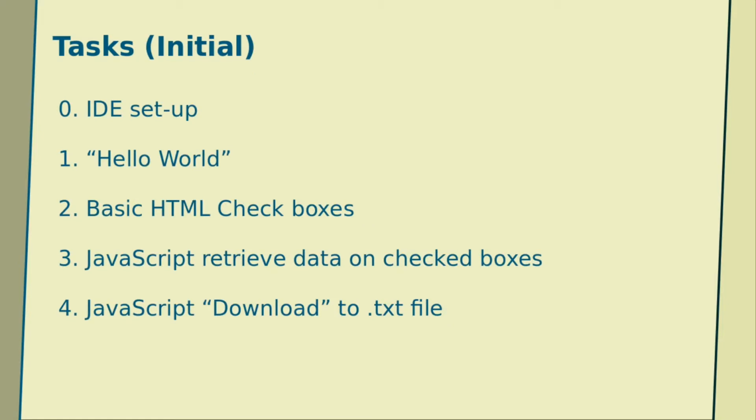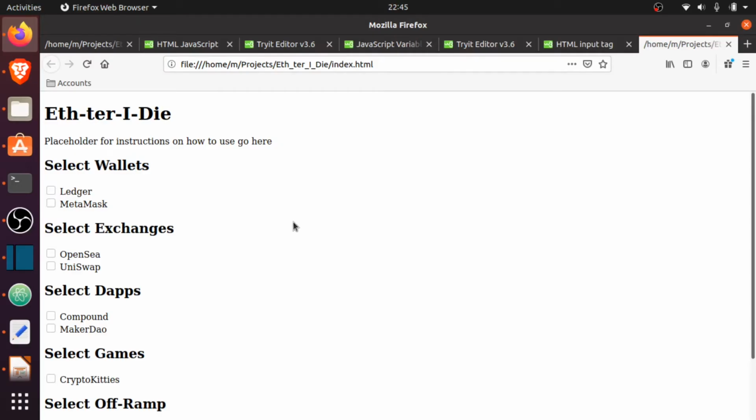So it seems we're up to task 3 of my very initial tasks, and that is retrieving data on checkboxes. For this we need to jump into another text file to retrieve the data, and then task 4 is where we're actually going to be adding and combining those checkboxes' text files into a download.txt file. Okay, I'll just show where we currently are at the moment.